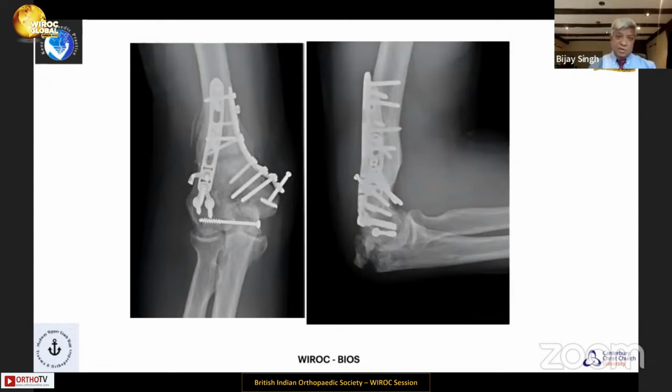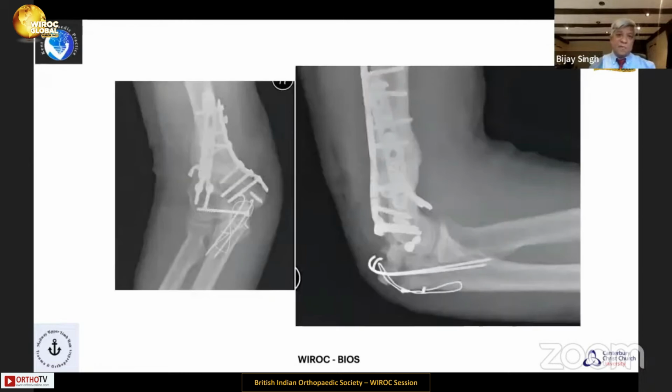3 months later, he had a further fall and came back with an avulsed olecranon fracture. You can see this is not where the osteotomy was done. This is more proximal to that, which was fixed with a tension band wire. But unfortunately, he went on to develop some infection and even ulnar neuropathy. Eventually, it all settled down, but it took months for this to go away.